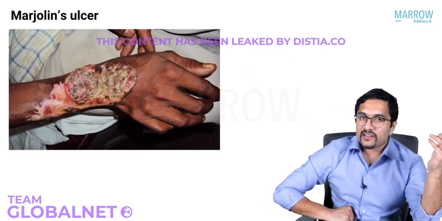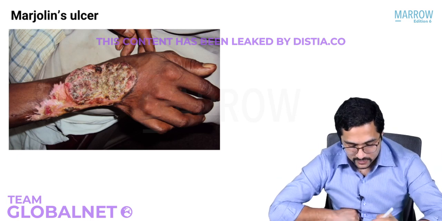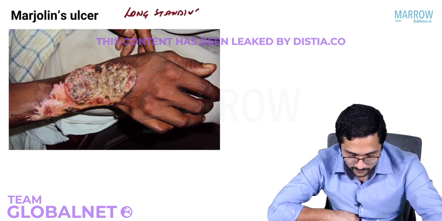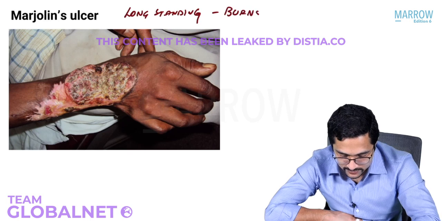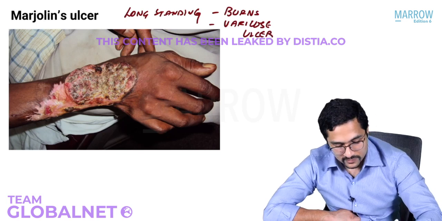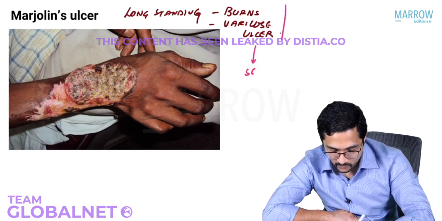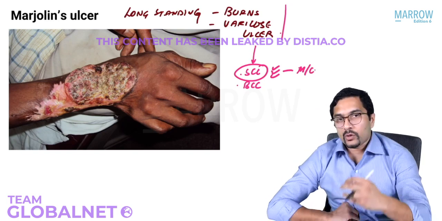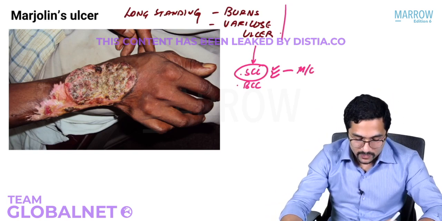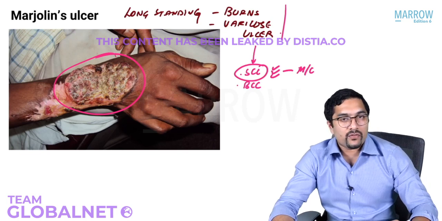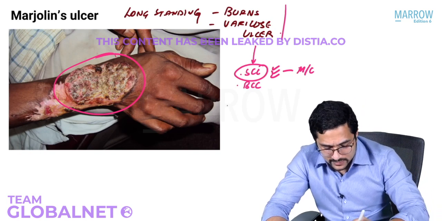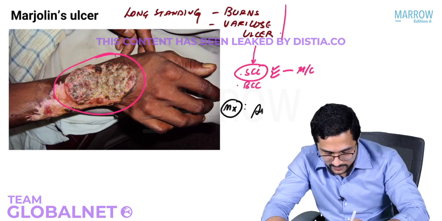Marjolin's ulcers I've covered at various locations. Again, I would like to reiterate, this was a patient who developed a Marjolin's ulcer in a long-standing burn scar or varicose ulcer. These patients can develop a squamous cell carcinoma or a basal cell carcinoma. Squamous cell carcinoma is the most common. So you will have a scar over which you will get raised, everted cauliflower-like edges, and that will be a Marjolin's ulcer. The management of patients with Marjolin's ulcer is surgery.